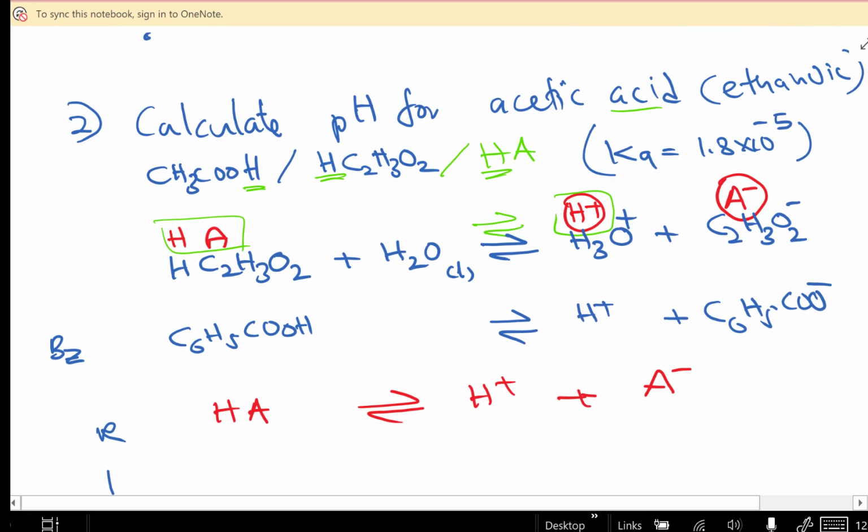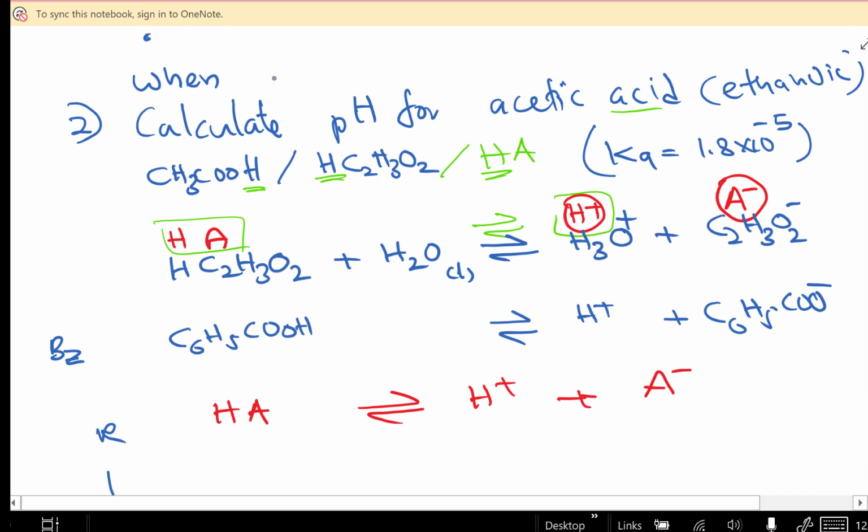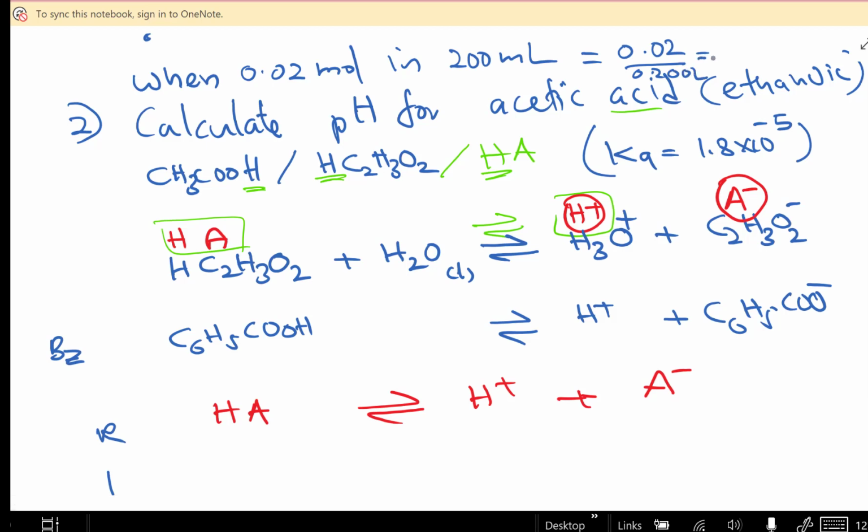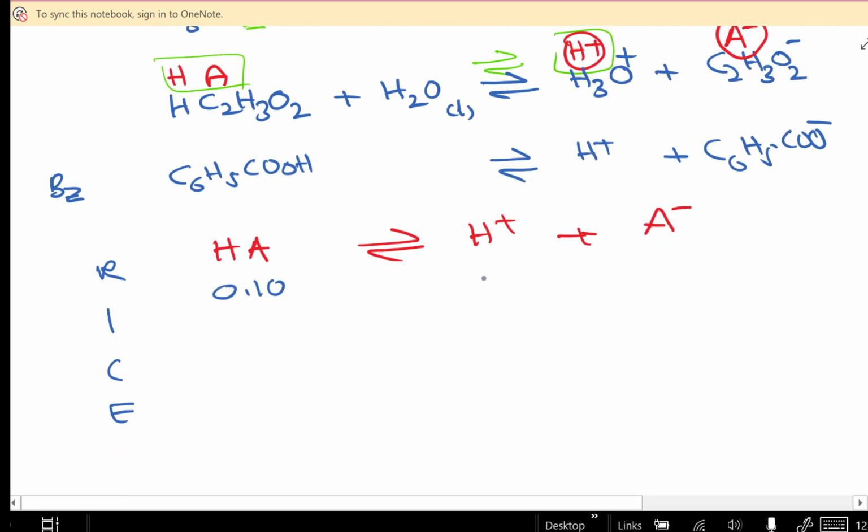So write the Rice table, because it should be a balanced equation, and we are actually using monoprotic, right? So let's put the question on the paper here. When 0.02 moles in 200 milliliters is dissolved, what's the pH? That's the problem. So we need to calculate the molarity of the initial acid, 0.02 moles divided by 0.2 liter. That will give you 0.10 molar.